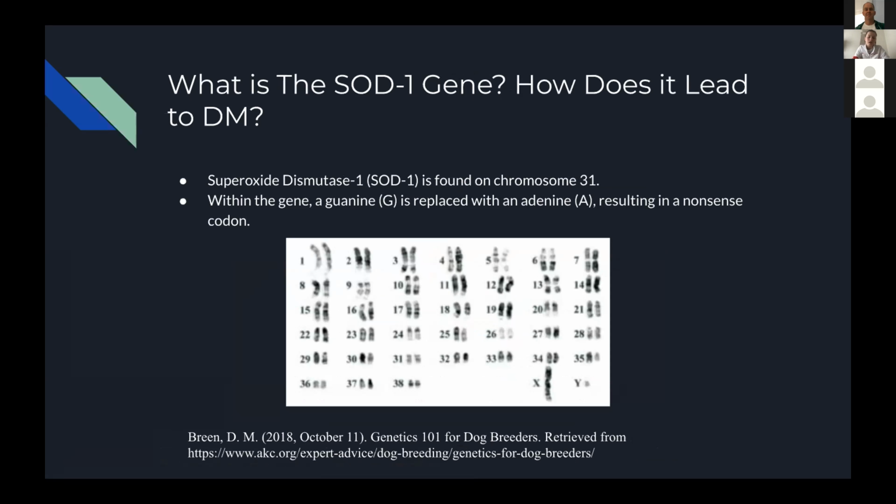The SOD1 is an enzyme. It's found in all cells throughout the body. It attaches to copper and zinc molecules in order to break down superoxide radicals, which are negatively charged toxic oxygen molecules. Those radicals cause cell and tissue damage. This picture is just a dog's chromosomes, and 31 is in there so you can see.